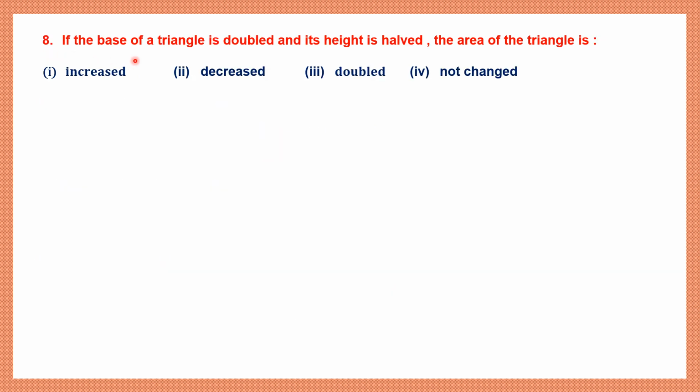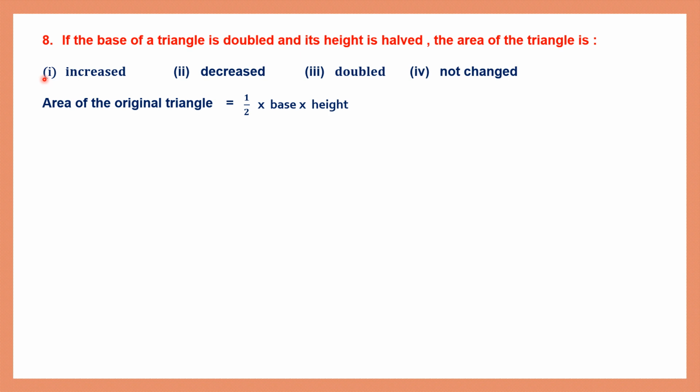Question 8. If the base of a triangle is doubled and its height is halved, the area of the triangle is, does it increase or decrease, or is it doubled, or does it not change? Let's find out. So area of the original triangle, what is the formula? Half into base into height. So this is the area of the original triangle.